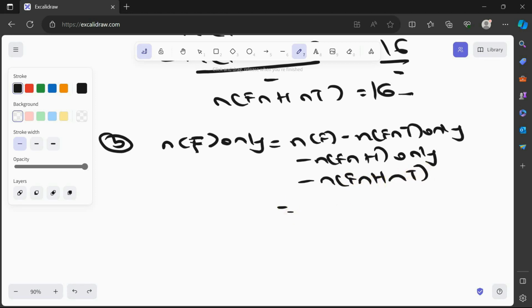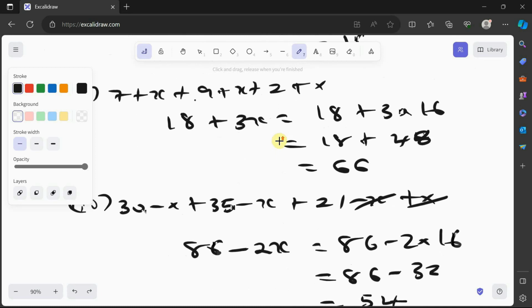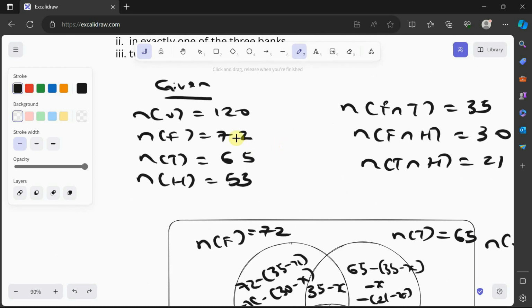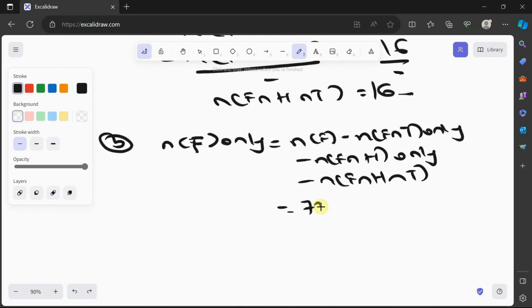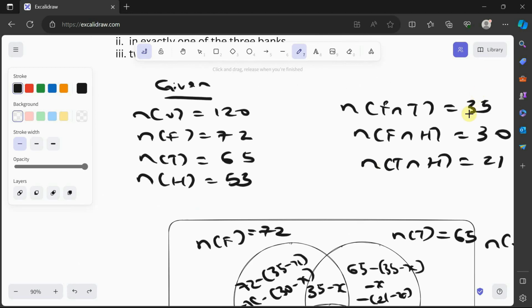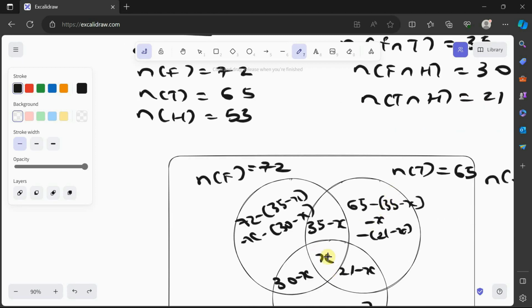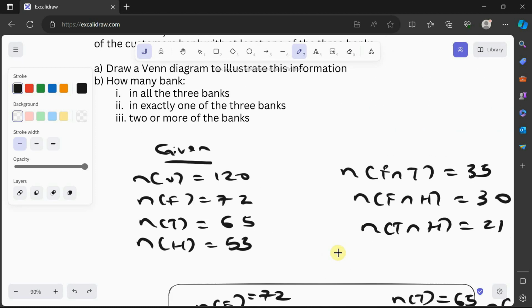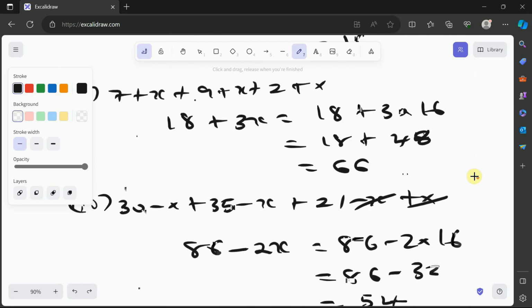So how are we going to represent this? The number of First Bank is, we're told, 72. So this 72 minus First Bank intersection Trust Bank is what? That's 35. So from that 35, I will have to subtract what is in the middle, which is the intersection of all of them, to get the number of First Bank intersection Trust Bank only. So that will be 35 minus 16.